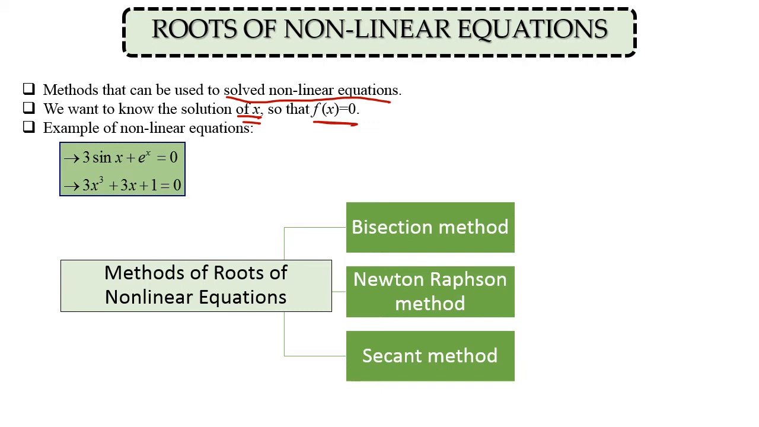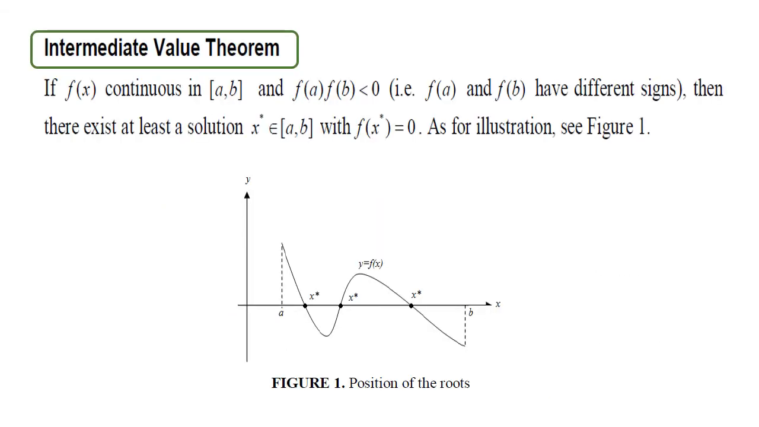In order to learn these three methods, you have to understand the intermediate value theorem, because all these three methods are basically based on this theorem. Alright, so let me introduce what the intermediate value theorem is. Basically, the intermediate value theorem is defined as follows. If f(x) is continuous in [a,b], we have this figure number 1. You have a function f(x) here, which is continuous between a and b.